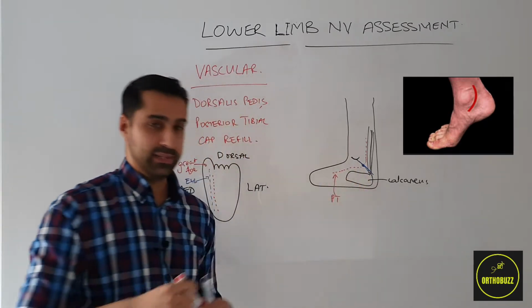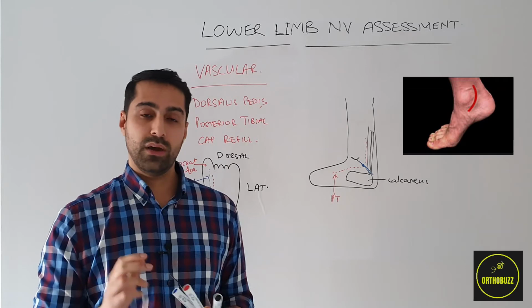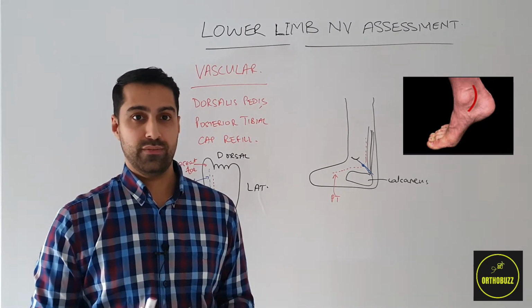This is also known as Pimenter's point. So placing our fingers behind the medial malleolus, midway between that and the insertion of the Achilles tendon.